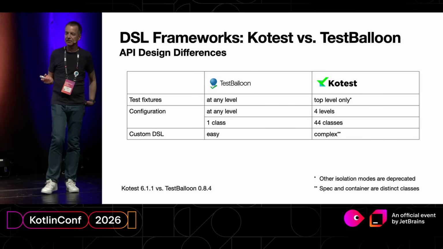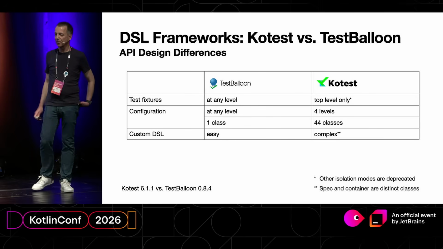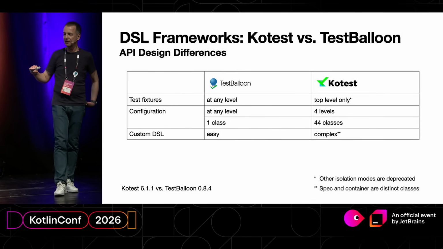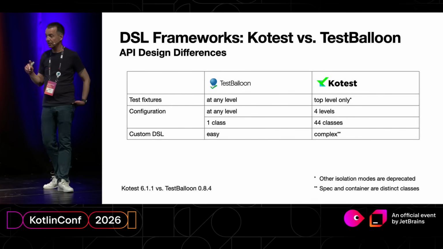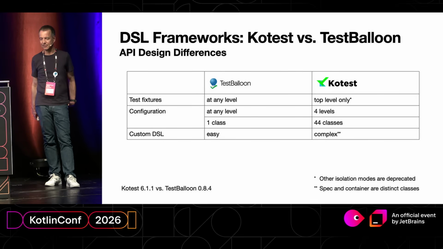With configuration, TestBalloon has a single configuration mechanism that works at any level, and it works with one class, the test config class. With Kotest, we have 4 levels of parameters with separate parameters set for each level, and 44 classes. This is not a typo, 44 classes to configure the rest.